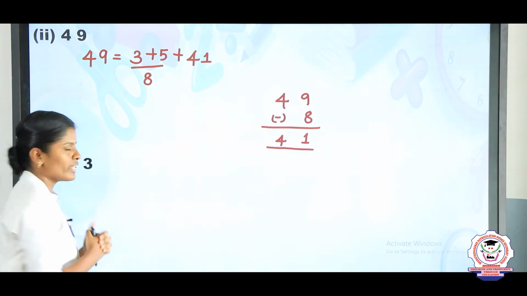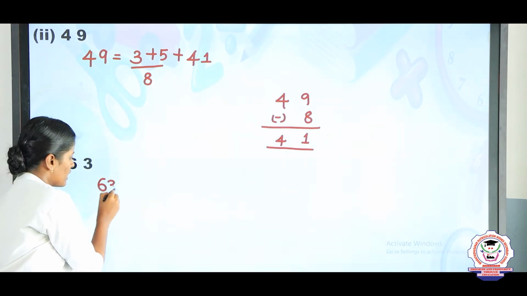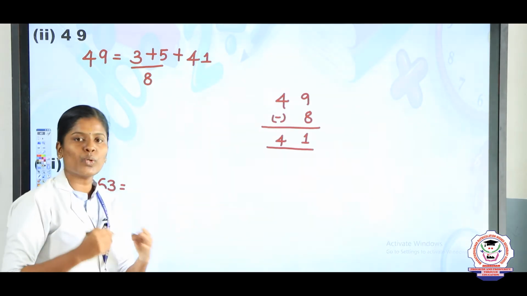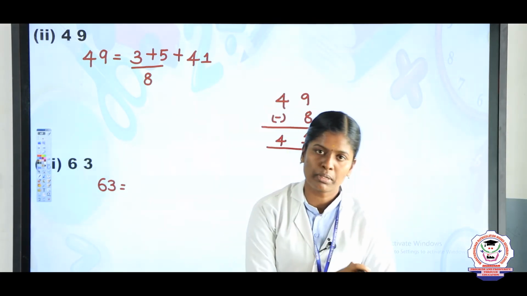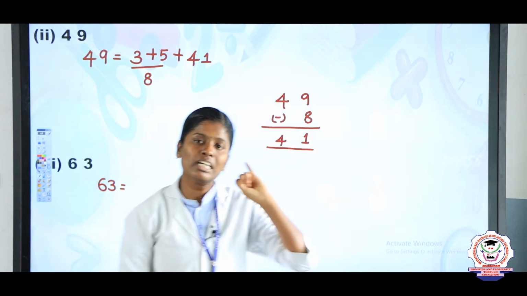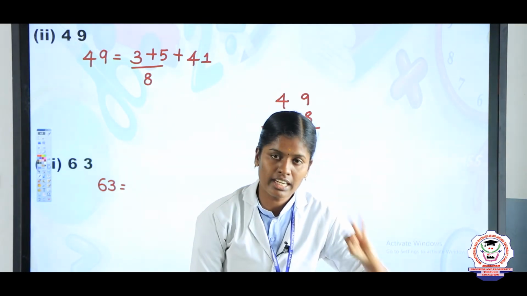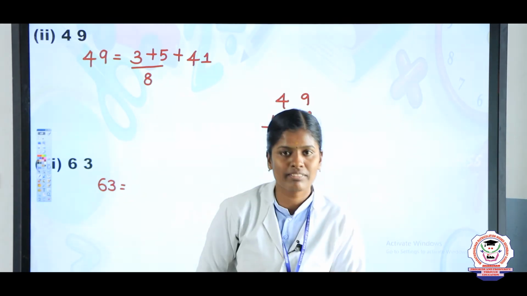Next we have another example, 63. So take 63. 63 equals, we need to add 3 odd prime numbers. So I will take the first odd number. What is the first odd number? We have 3, 5 and 7. Here we have the greatest number. That is why I start from 7 onwards, right?